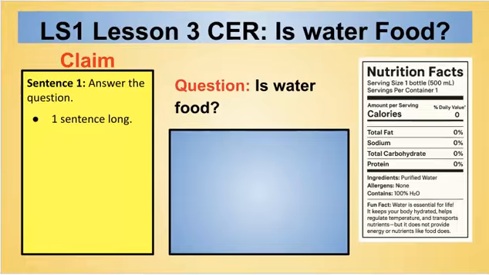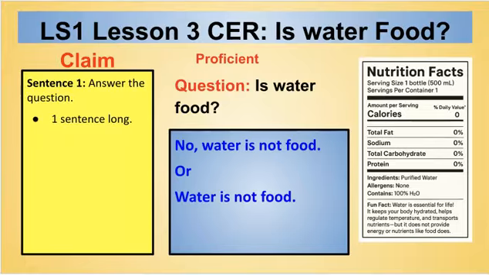So what would a really good proficient answer be? You could say no, comma, water is not food. That's all right. I'd simplify it even more and say water is not food. This one's a little tricky because if you forget that comma, then it's no, water is not food, and it really doesn't make a lot of sense. So could you have it this way? This is even easier, 4 words.